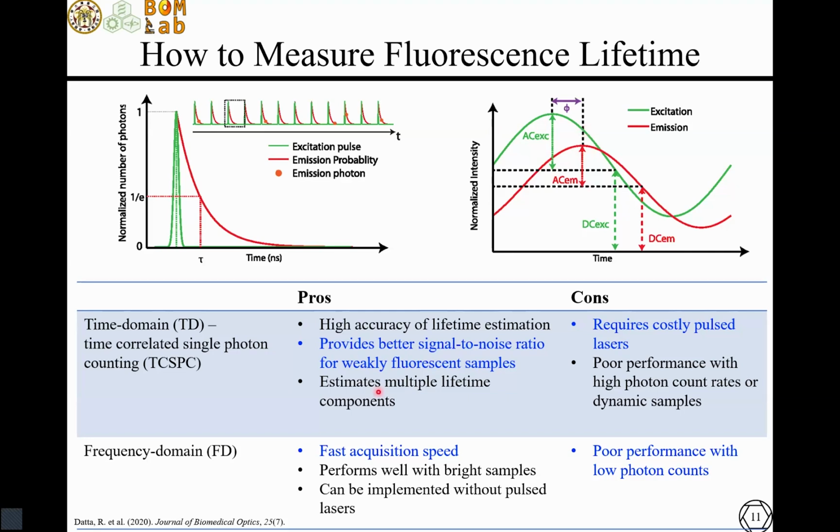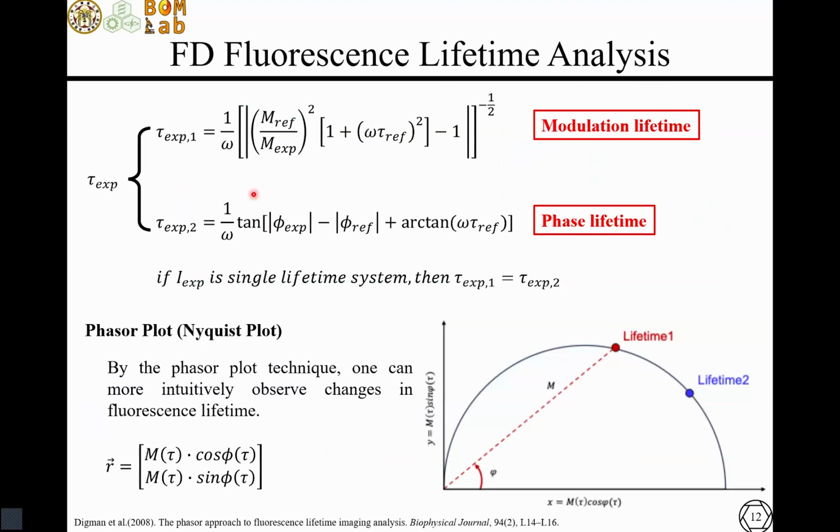So, a summary of these two methods: time domain can give us a better signal to noise ratio, especially if our sample has a weak signal. But the drawback is that the pulse laser is very expensive. And the other drawback is that we can damage our leaf easily after a lot of excitation light dose. For the frequency domain one, we can have a very fast acquisition speed and you don't have to damage your sample to do the lifetime measurement. But the drawback is that if the light dose is very low, the photon counts will give us a very poor performance.